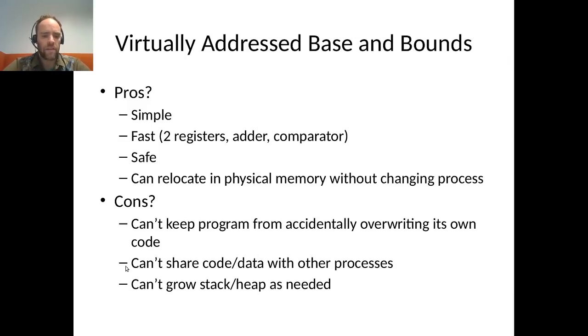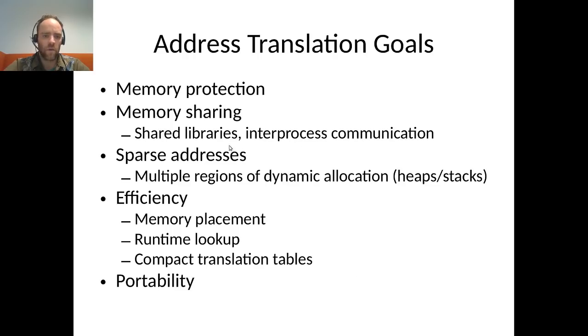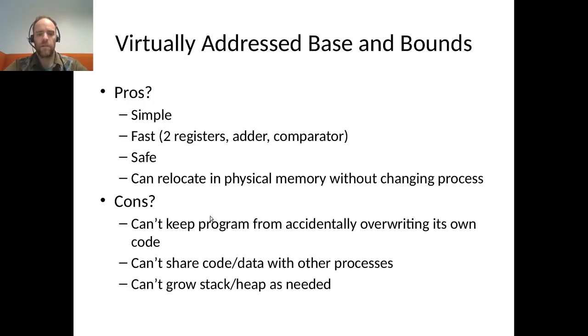We also can't share code or data with other processes. This is very important. We saw this was one of our goals: memory sharing libraries, and being able to have inter-process communication. With a simple base and bounds, this isn't possible because it's too restrictive. And we also can't change dynamically the amount of memory that's used by a process. So that means we can't grow the stack or the heap on a dynamic or as-needed basis.